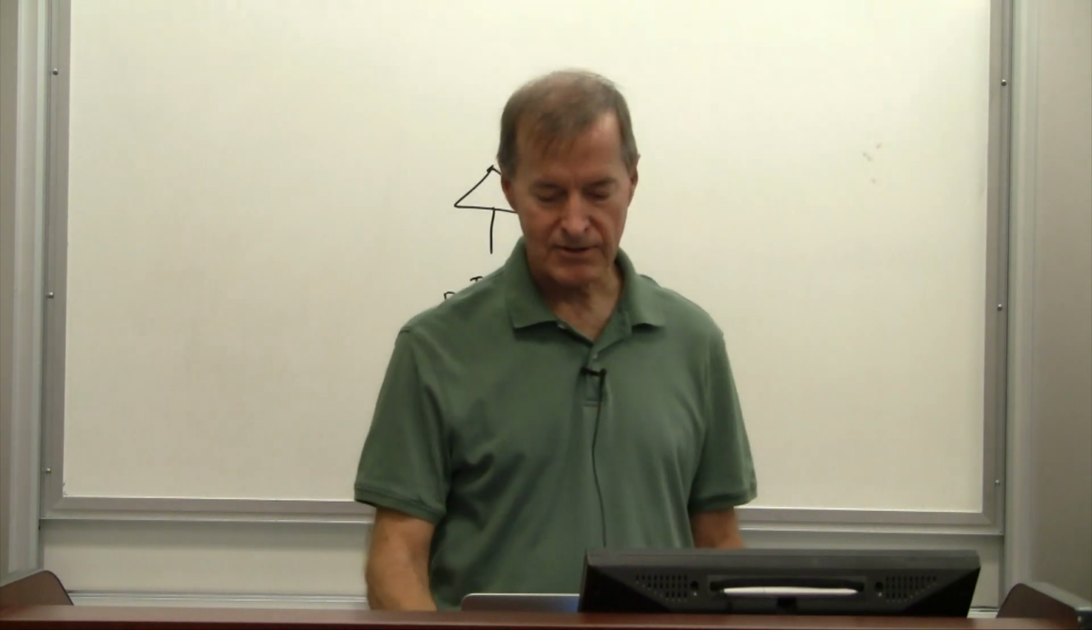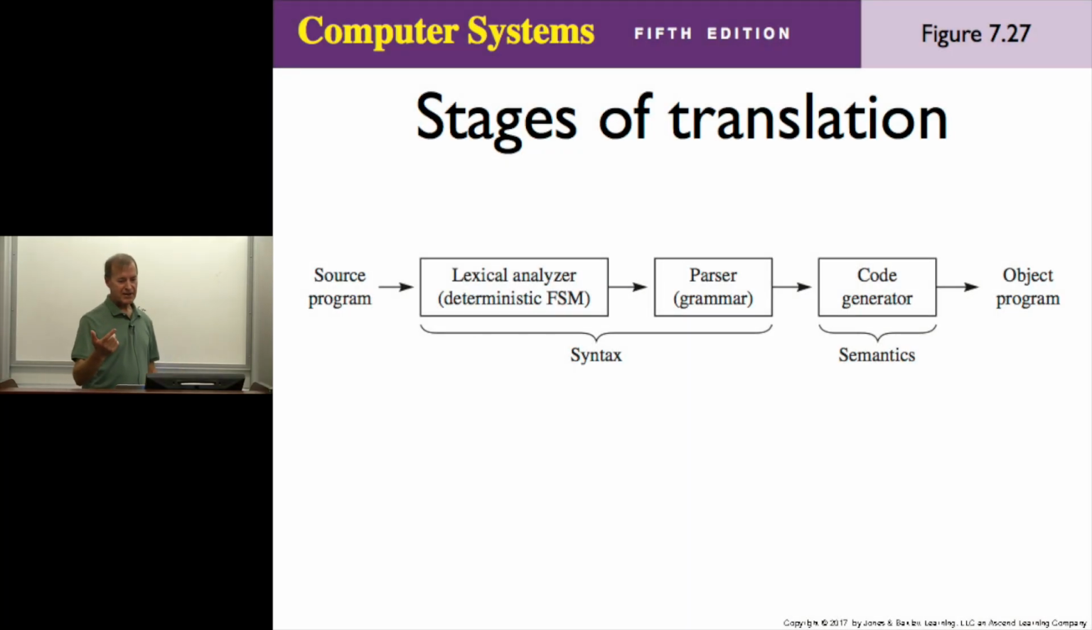Do you remember? There are three stages to the translation. Here, let's do this. Let's go back and take a look at figure 7.27, stages of translation. What is the input to the lexical analyzer? A stream of what? No, the input to the lexical analyzer is a stream of what? Well, very close but no cigar. The input to the lexical analyzer is a stream of what? Terminal characters. Individual terminal characters. The output of the lexical analyzer is a stream of what? Tokens. So we've done that part already.